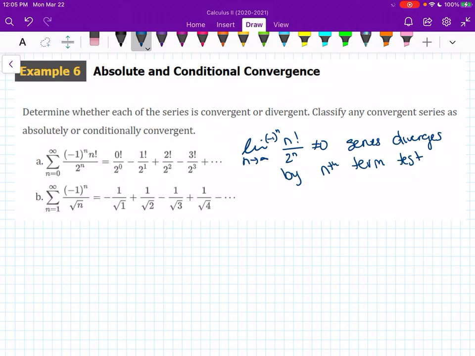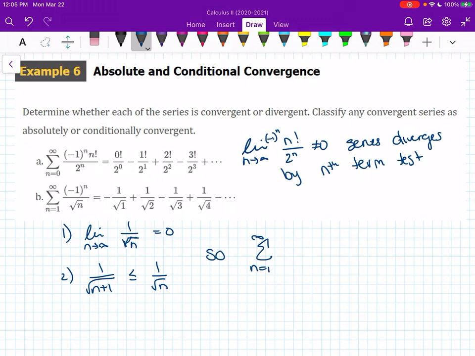All right, my next one. Now we have an alternating series, 1 over the square root of n. Let's see, using the alternating series test, what happens here. If I take the limit, 1 over the square root of n does in fact equal 0. And my second condition: 1 over the square root of n plus 1 is in fact less than 1 over the square root of n. So we know that this series converges by the alternating series test.